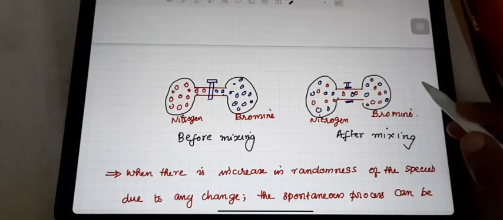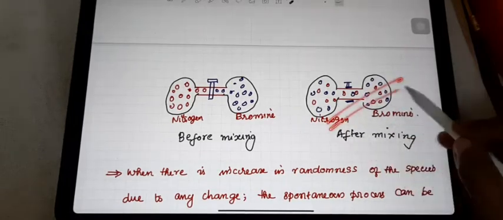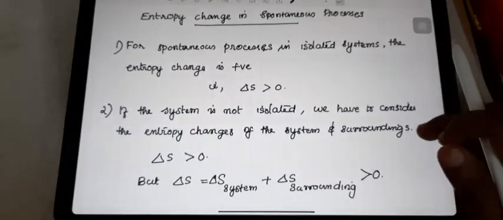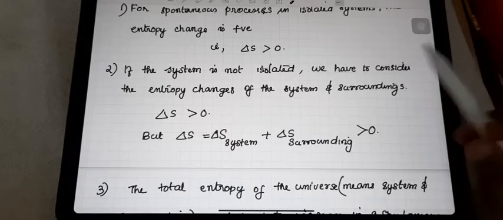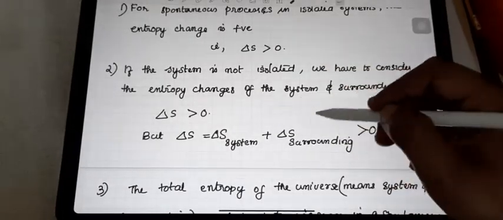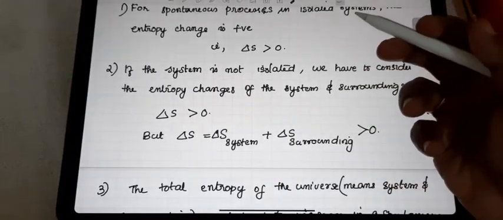So that's why we are writing it as delta S, it is positive. This is in the case of an isolated system. If we are carrying out the same spontaneous process when it is occurring in the universe, in the sense that it is a non-isolated one, that means the transferring of energy and matter with the surroundings is also possible.